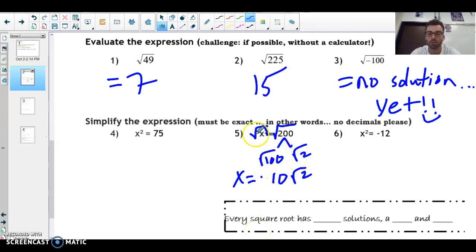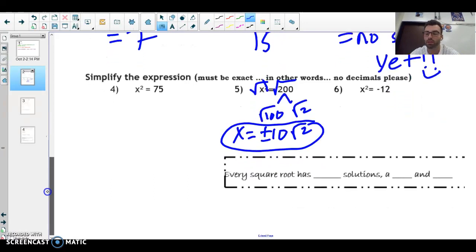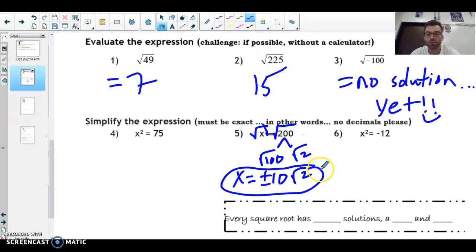When we're solving a square root, we need to include the positive answer and the negative answer. Very important that you have two solutions when doing these problems. Just how 3 times 3 is 9, negative 3 times negative 3 is also 9. So we need to take into account that negative answer. Every square root has two solutions, a positive and a negative.